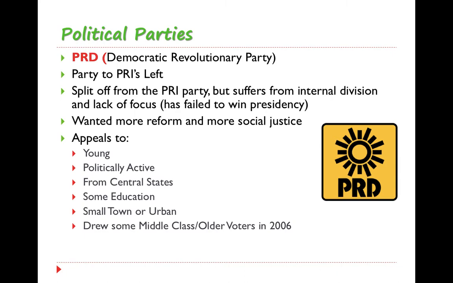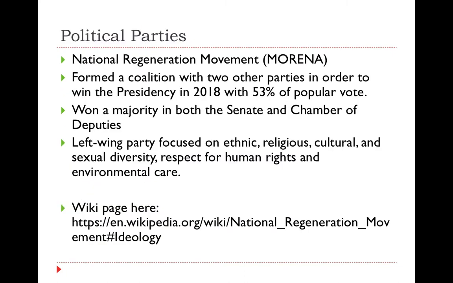And then finally, I'm going to put this up for you because even just a simple Wikipedia description of this new party I think will be really helpful to you. And you've read a little bit about AMLO and what he stands for, but his party is called the National Regeneration Movement, or it's known as Morena. They won the presidency by forming a coalition with two other parties, and they also won a majority in both the Senate and the Chamber of Deputies in this past election in 2018. So they're a much more left-wing party, and their focus is on ethnic, religious, cultural, sexual diversity, respect for human rights, respect for the environment.